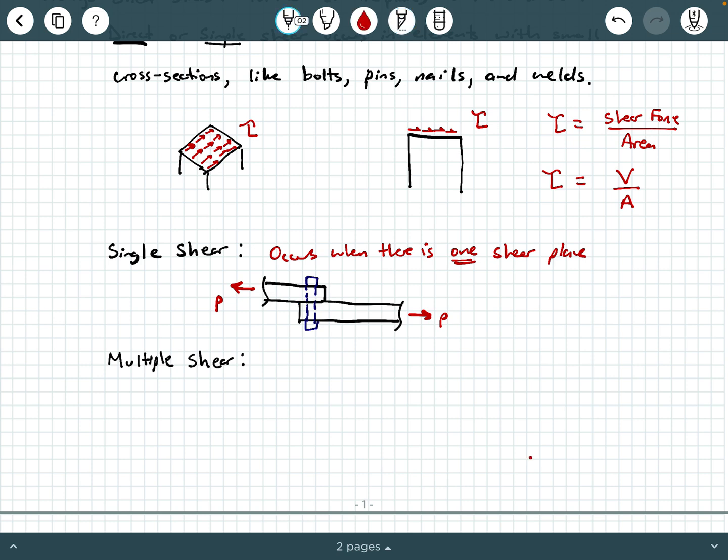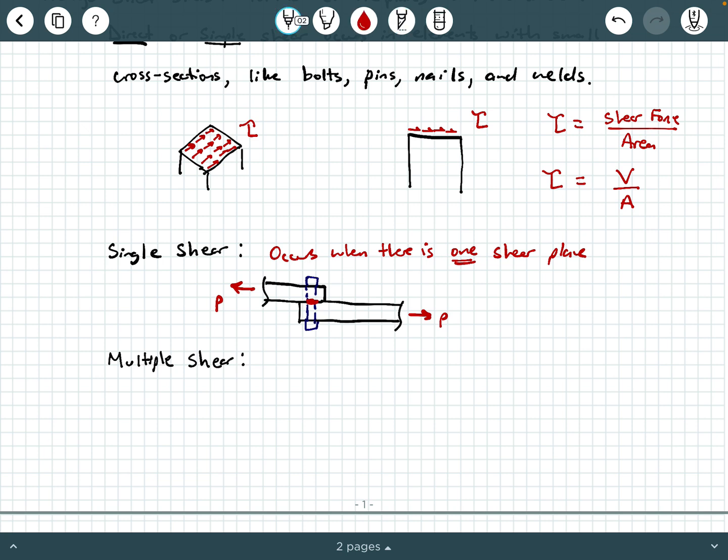So this interface right here that I'm coloring in red, that is our shear plane. This plane is experiencing shearing. If this bolt were to fail in shear, you would see that this bolt has a slice through it right there at that interface. So when there is one shear plane, like I drew in this figure, that's what we call single shear.